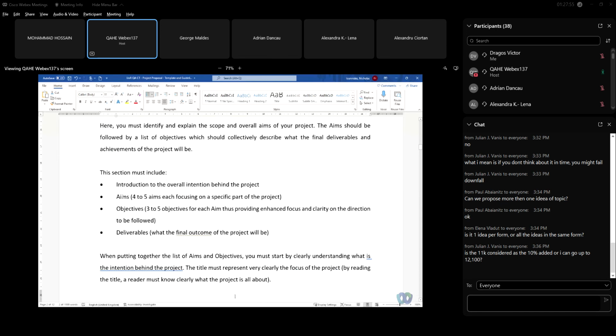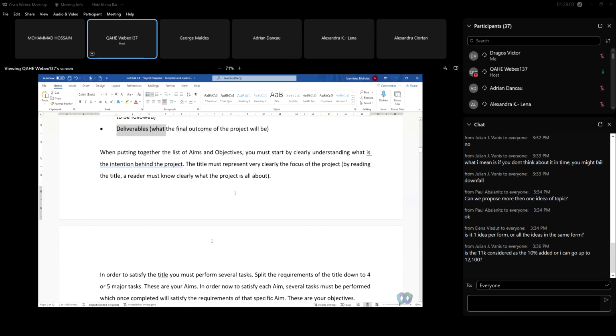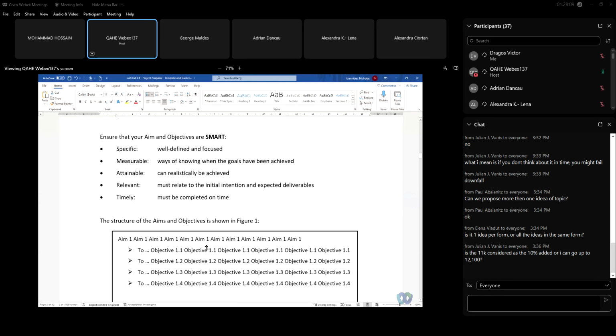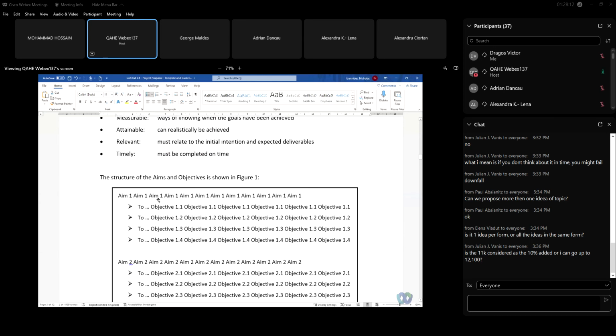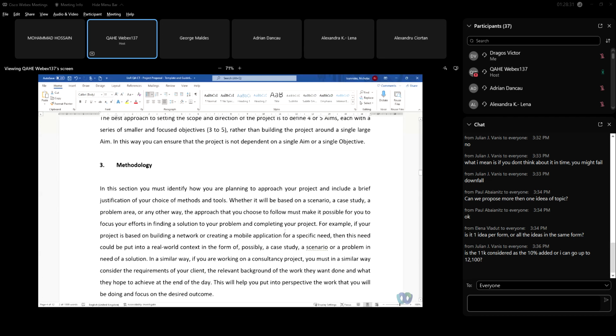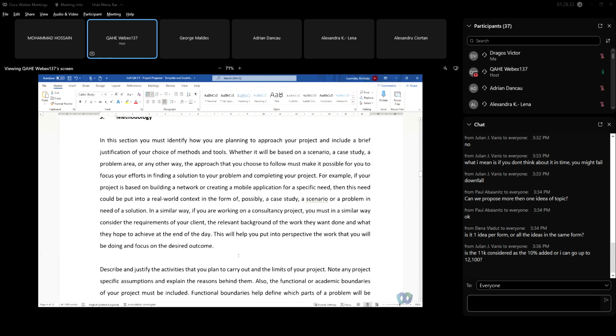Section must include an introduction to the intention, aims, objectives, and what it is that you will deliver at the end of the day. And it's also explaining to you how you should go about putting your aims and your objectives together, how to structure them, what sort of keywords, command verbs to use so that they show what it is that you intend to do, to analyze something, all right, or to justify a particular solution, or to simulate a particular environment, right?